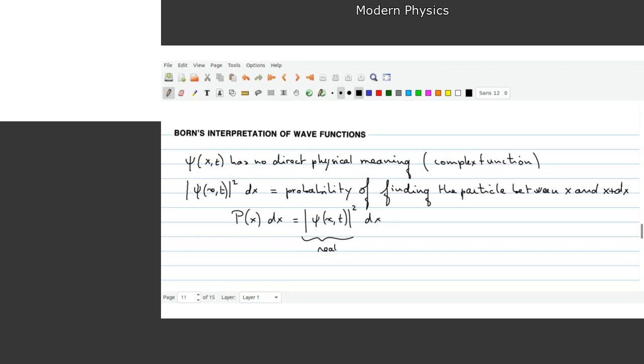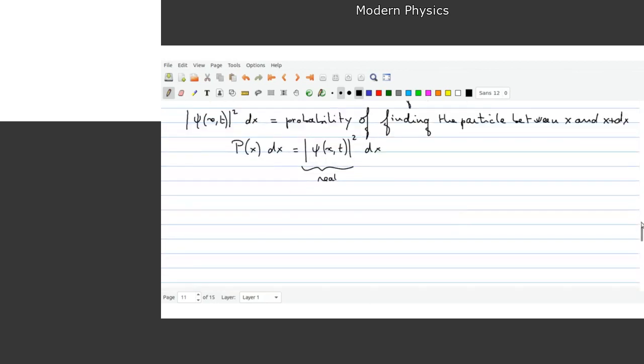One of the things I can already write here is that if you say that this is a probability, then when you integrate over space, dx from minus infinity to plus infinity, you should find the probability of finding the particle somewhere in the universe, between minus infinity and plus infinity. So it means that this value is 1.